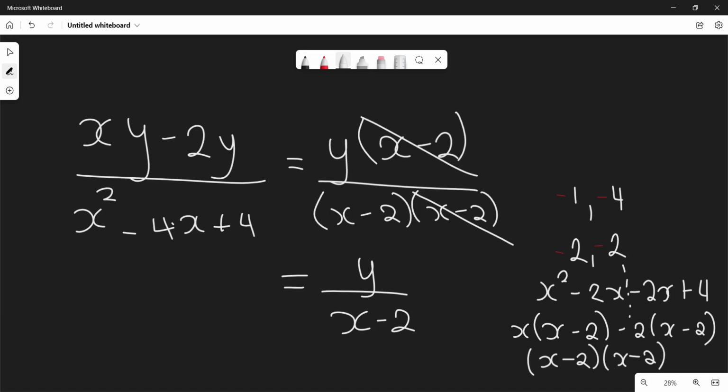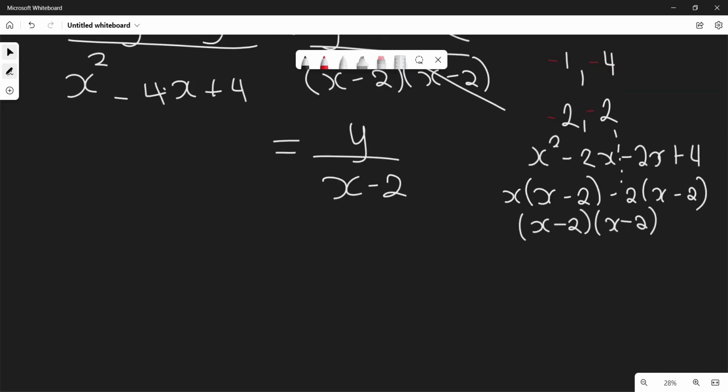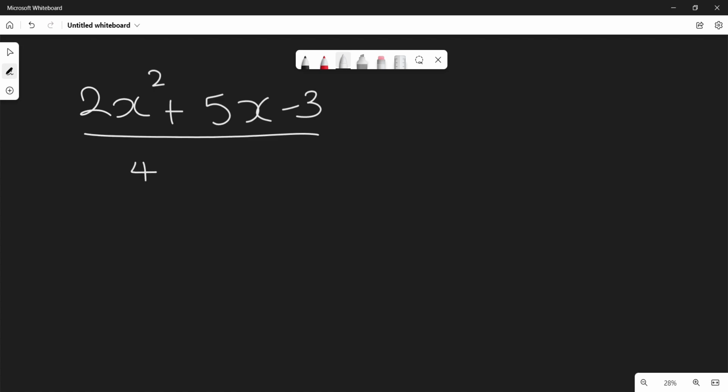So the steps to work out questions like these are to just factorize the numerator and the denominator, and then most times you'll be able to reduce, right? Two more examples and that's it. So now we have 2x squared plus 5x minus 3 all over 4x squared minus 1.